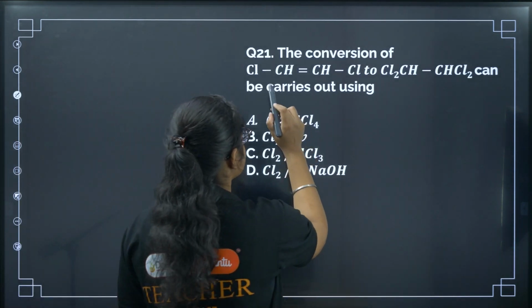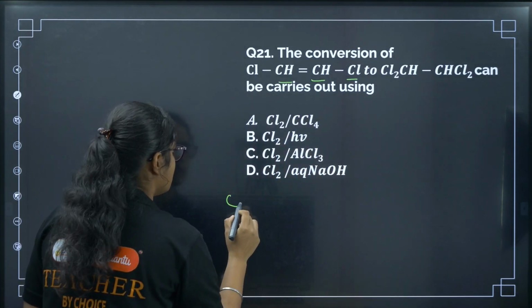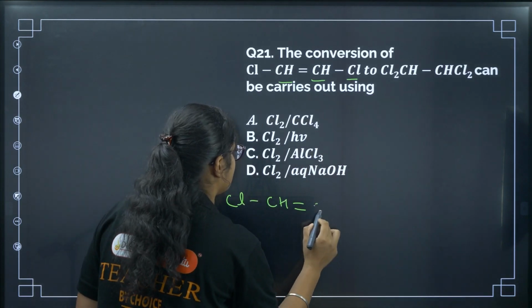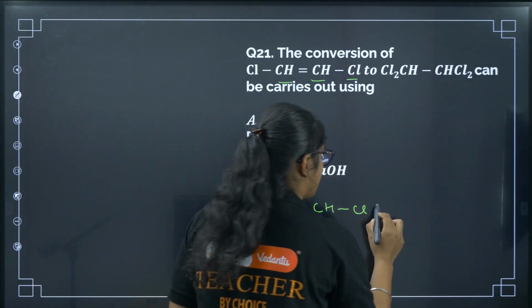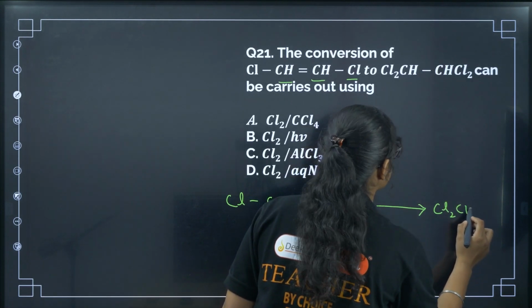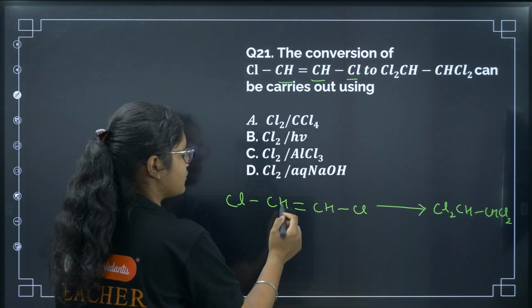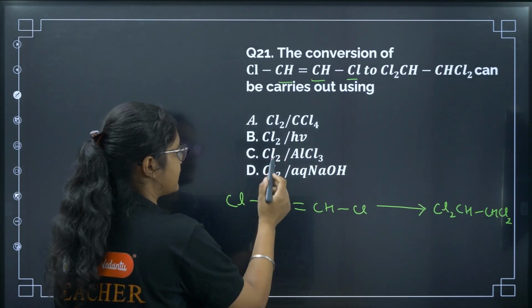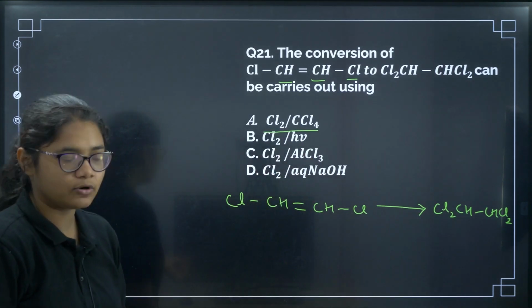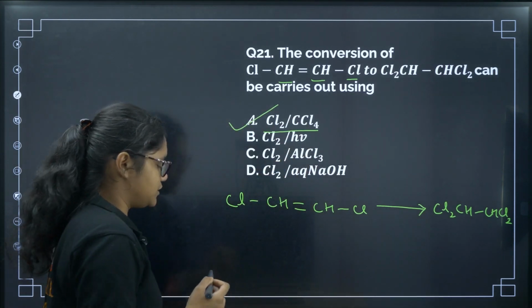Next, the conversion of CH2=CH2 to Cl-CH2-CH2-Cl. So we have this reaction where it is treated and the product is Cl-CH2-CH2-Cl. So what is happening here? The chlorines are added to each bond. So that is Cl2 in presence of CCl4. It forms the addition of halogens. So the correct answer is option number A.